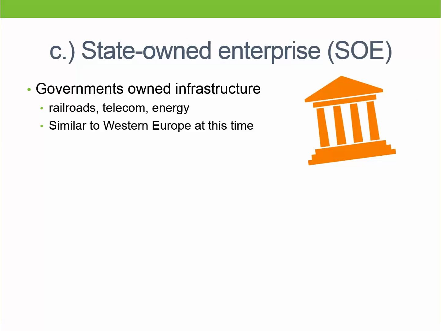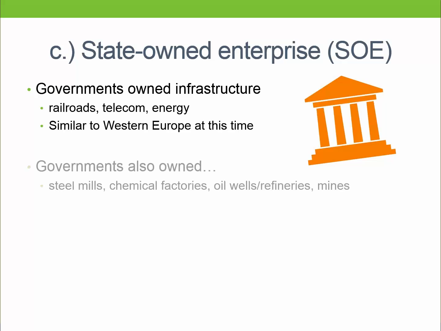The state also owned key enterprises in the economy. Governments owned things like infrastructure, railroads, telecommunications. This was not that uncommon even in Western Europe during this time. But governments also owned things like steel mills, chemical factories, oil wells and refineries. Governments owned mines, again, to get those resources and provide them cheaply to the industries.